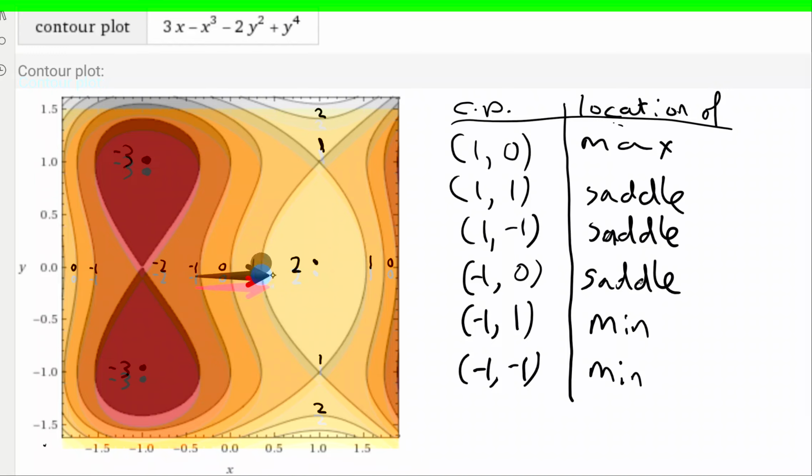To see which it is, you just sort of follow the arrow. As we approach that point, you can see our z-values were going -1, 0, 1, 2. That looks like increasing to me, so that's why that particular point is a max.